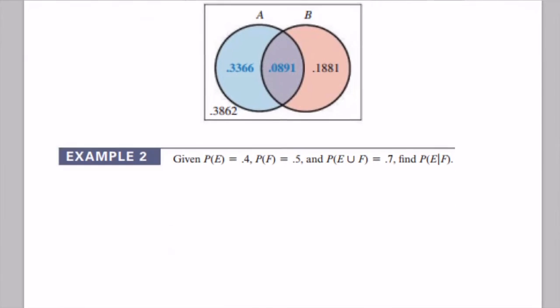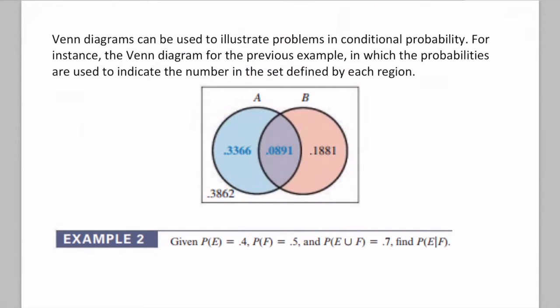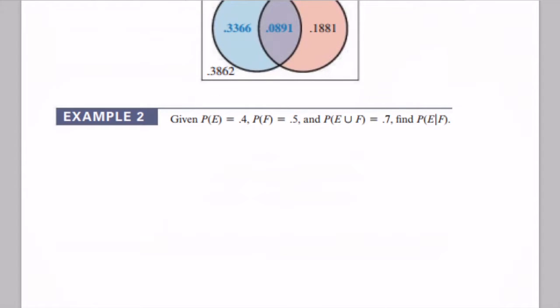So don't worry about the other one. The other one's a little bit confusing, but the rest are going to be a lot easier. So, Venn diagrams can be used to illustrate problems in conditional probability. For instance, the Venn diagram for the previous example in which the probabilities are used to indicate the number of sets defined by each region. There we go.